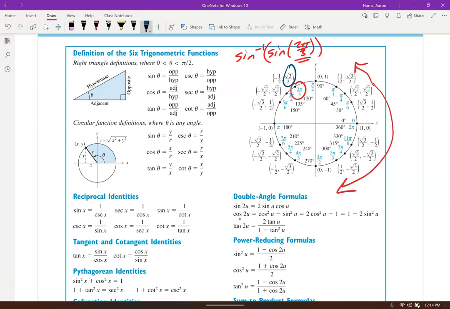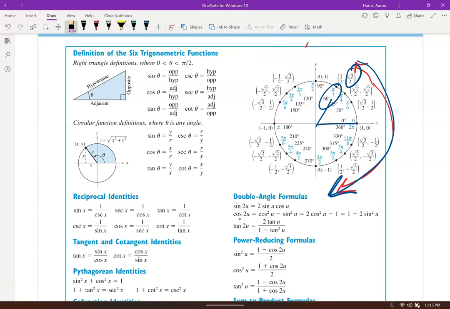So then I say, okay, is there an angle between negative pi halves and pi halves that has the same sine? I say, sure, right there. Who is it? Pi thirds. Sine of pi thirds is the same as sine of 2 pi thirds. So let's go ahead and write that. The sine of pi thirds is the exact same thing as the sine of 2 pi thirds.